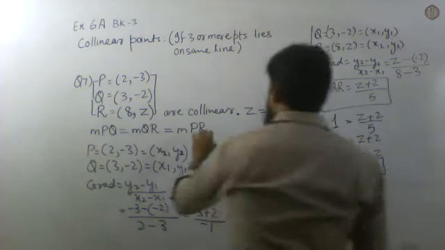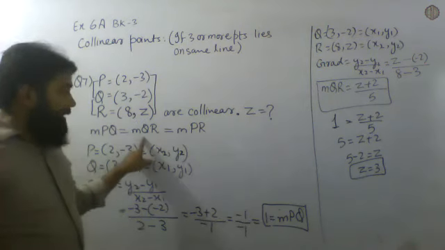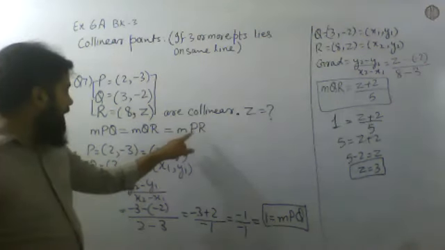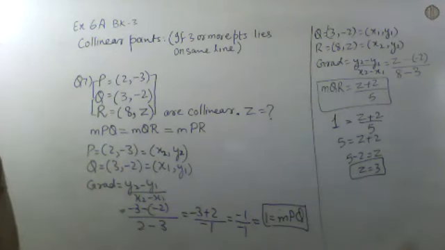And you can try this thing like you have found PQ and QR. You can also try it with PR and QR to find the value of Z. The value of Z will remain the same whether you use any pair you want.